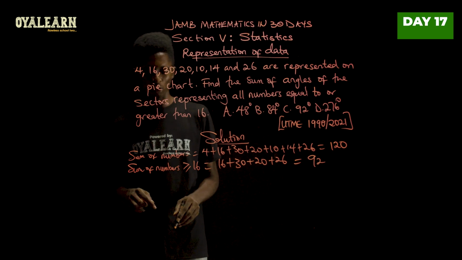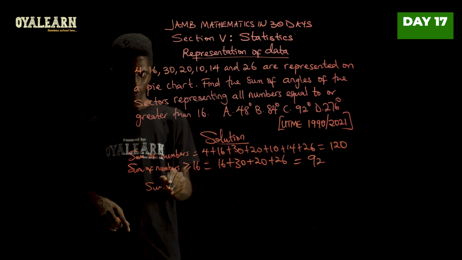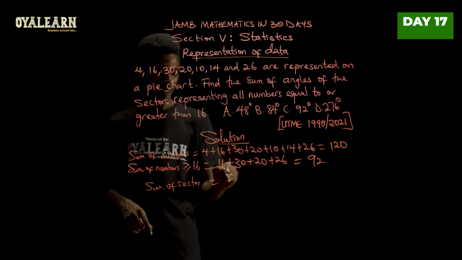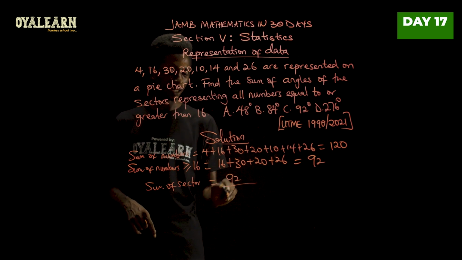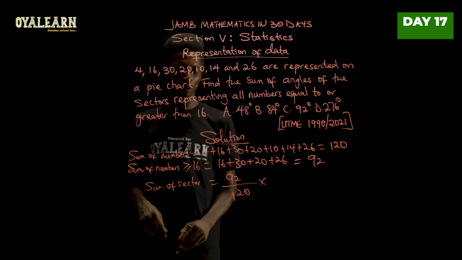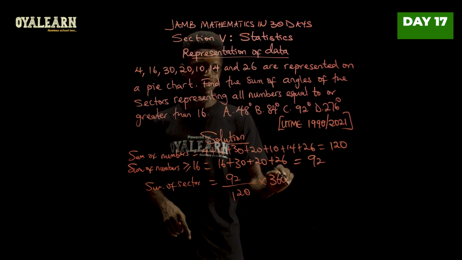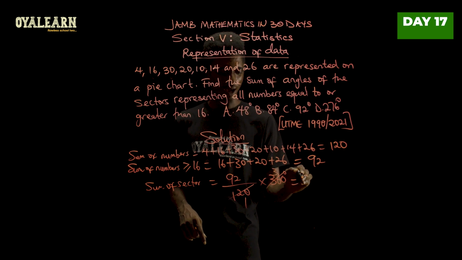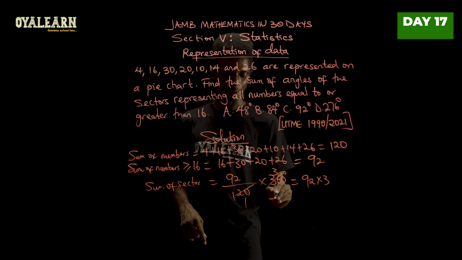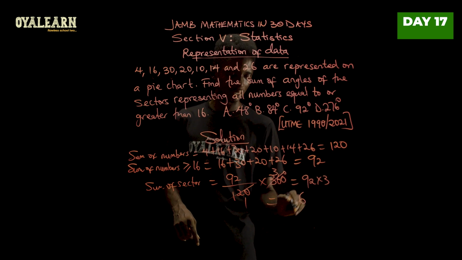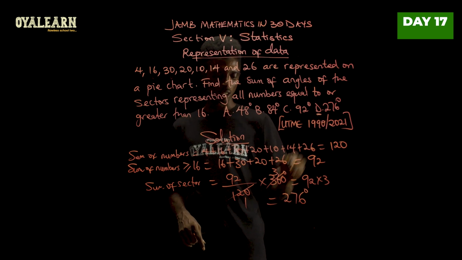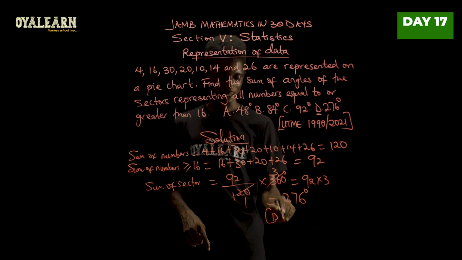So the sum of the sectors will then be 92 over 120. And then we multiply this by 360 degrees. So 120 here 1, here it is 3. So we have 92 times 3. Now 3 times 2 gives us 6. 3 times 9 gives us 27. So 276 degrees. So the option to go for is D.